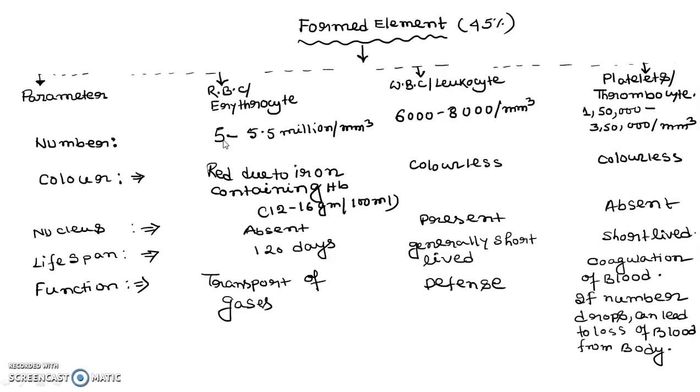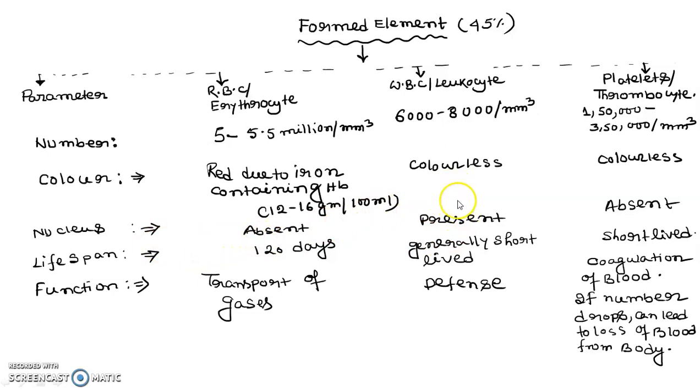Now 6,000 to 8,000 per millimeter cube in the case of WBCs, and in the case of platelets 1,50,000 to 3,50,000 per millimeter cube. RBC is red due to iron-containing hemoglobin, and WBC and platelets are colorless. Hemoglobin is 12 to 16 gram per 100 ml, and the nucleus is absent in RBC.